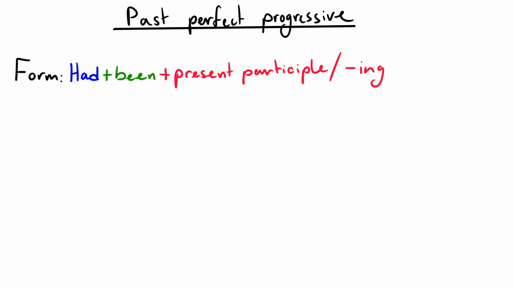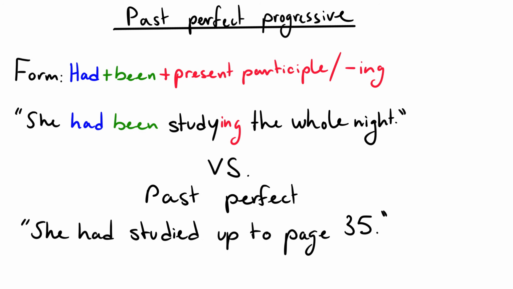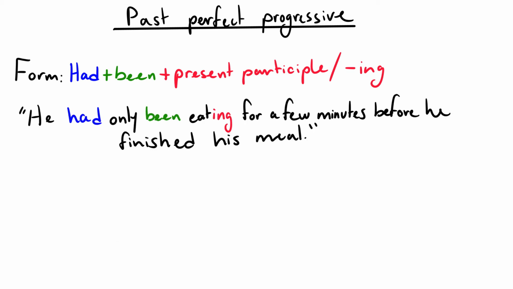For example, she had been studying the whole night. In the past perfect, we said she had studied up to page 35. But here, she had been studying the whole night. Here, the emphasis isn't put on the fact that the action is complete, it is put on the process of the action. Second example, he had only been eating for a few minutes before he finished his meal.